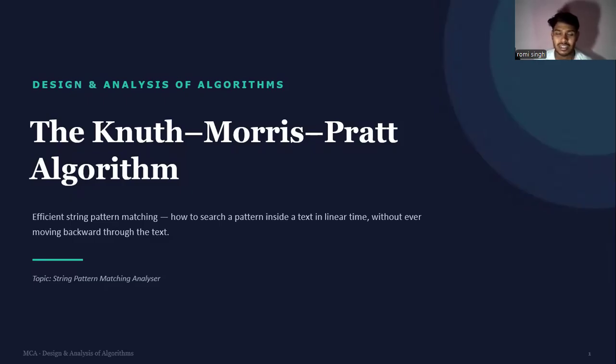It is used for string matching. It is more efficient than the other algorithms. Efficient string matching: how to search a pattern inside a text in linear time without ever moving backwards through the text. We don't need to go backward.